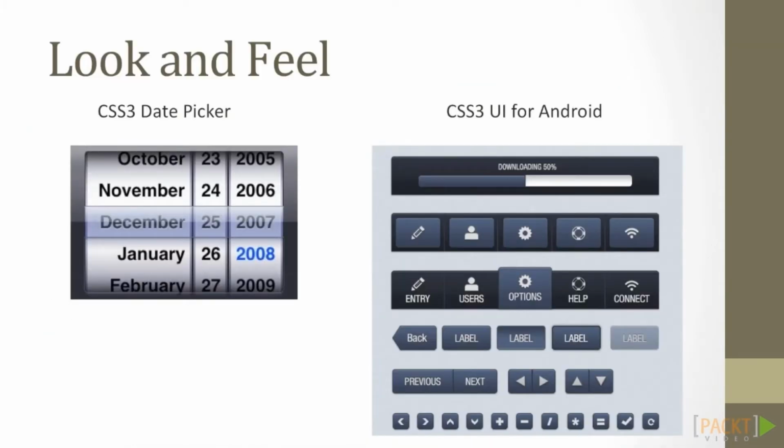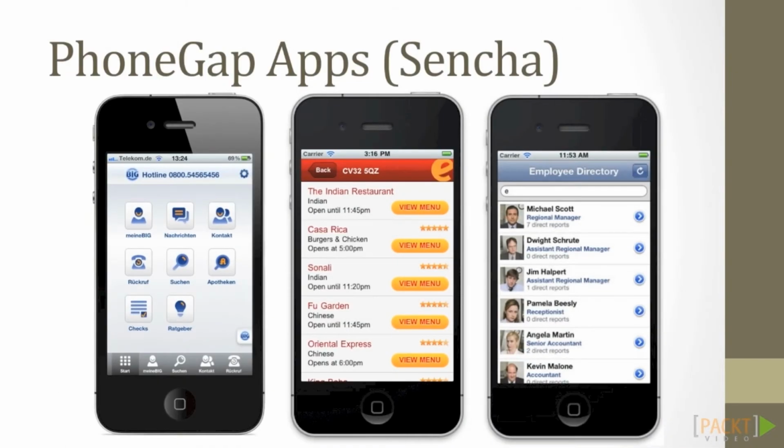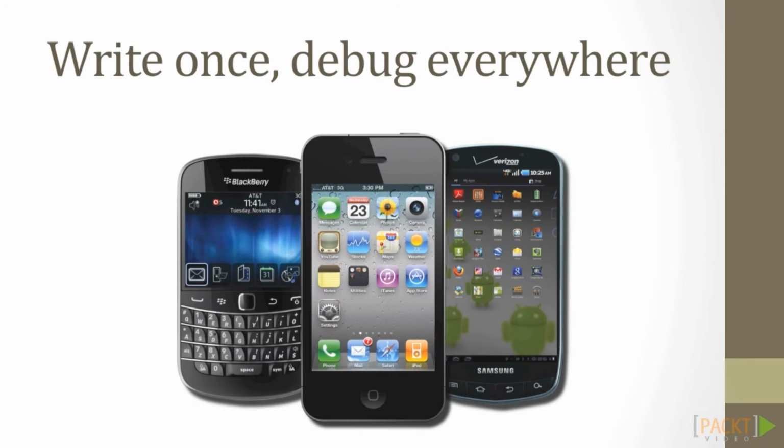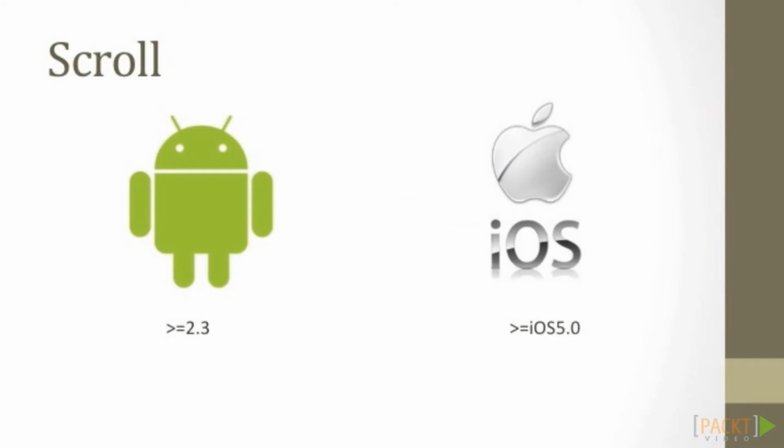Look at the UI components using CSS3. You can't tell if they're not native. Also, most mobile web application frameworks provide various UI themes. PhoneGap app UI is no worse than a native app. Aside from the UI, PhoneGap currently says no to hardcore 3D applications. If you want to develop a 3D game, PhoneGap is not a good choice. This results in some amount of debugging work on specific devices after development. For example, CSS scrolling is only supported after 2.3 for Android and 5.0 for iOS. This video course will cover most of the gaps for your development.